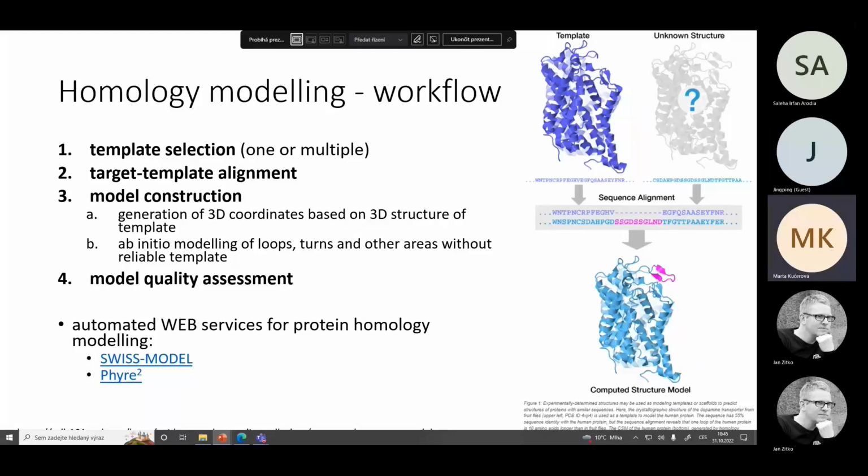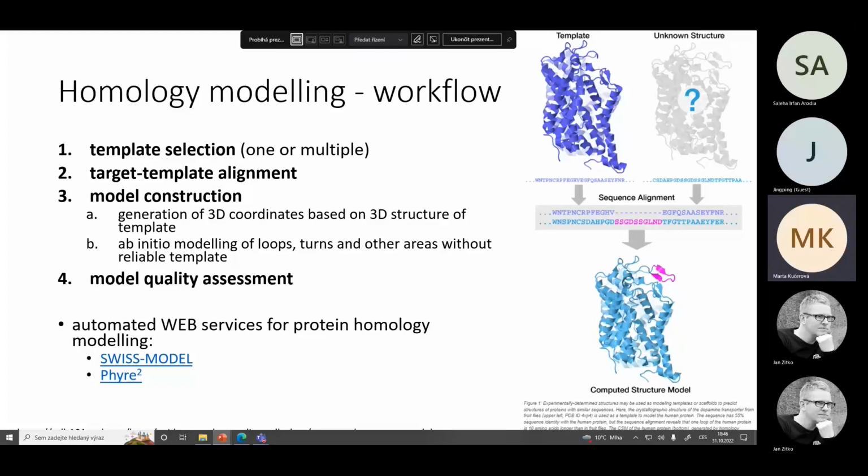You can see that the computed structure model on the right bottom side of the slide was created based on a comparison with the template, and there is an extra loop that was predicted using ab initio modeling. What is required at the end? It's the model quality assessment.